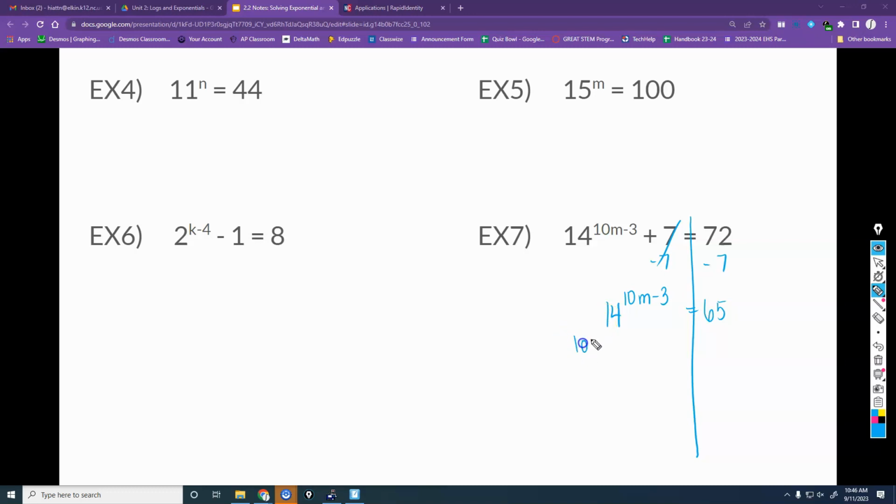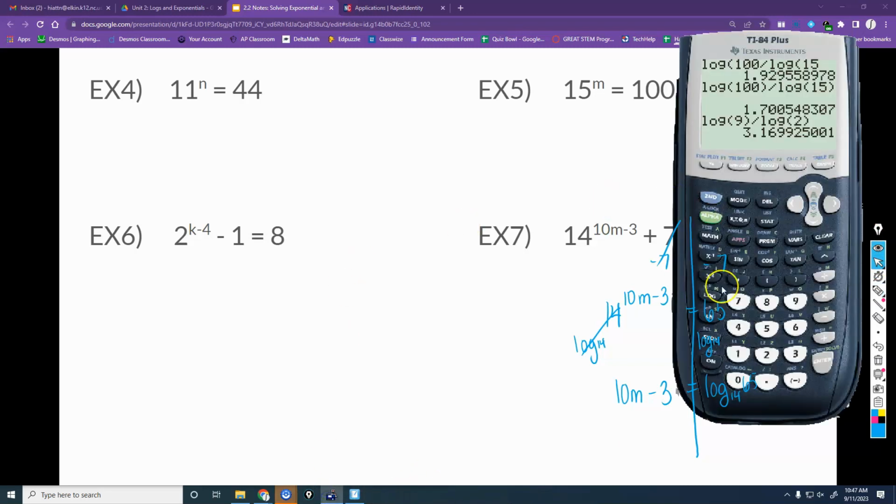Okay, Ayla, what have I got to do next? We're going to log it. What's the base on that log? 14. All right, that'll get rid of the 14 over here. I just have 10m minus 3. Over here, I've got log base 14 of 65, but I would really prefer not to have to see that log anymore, and it's just numbers, so I can just type it into the calculator, right? So, what do we got? Log 65 divided by log 14.